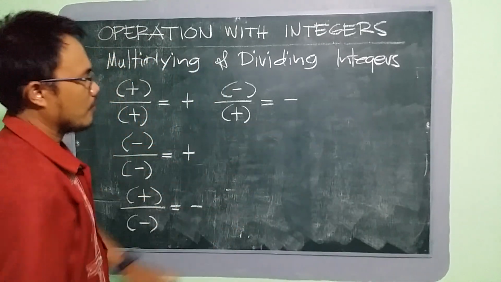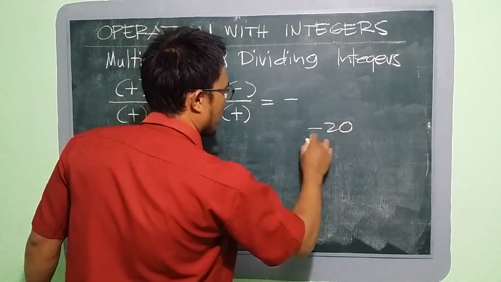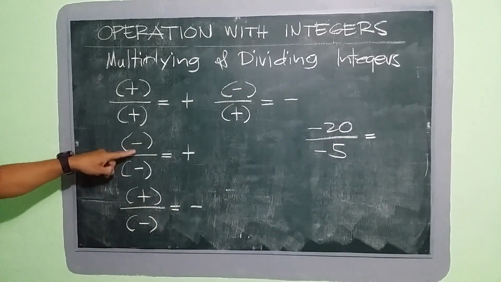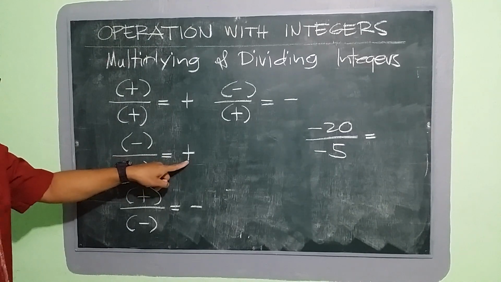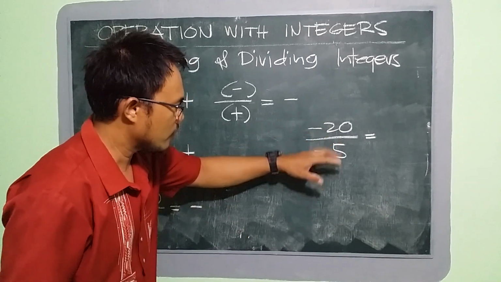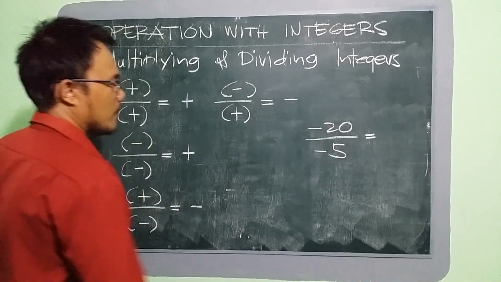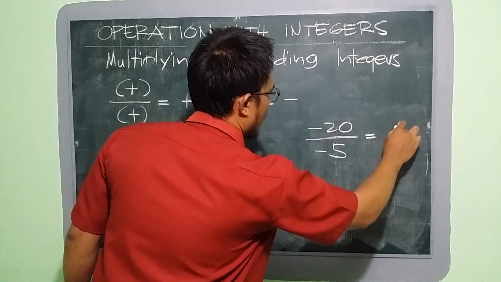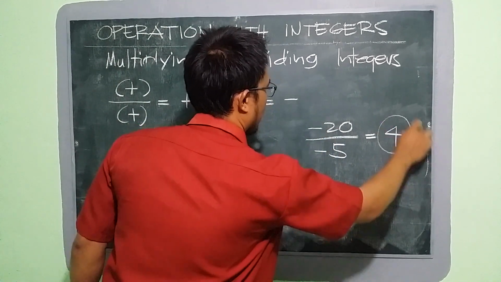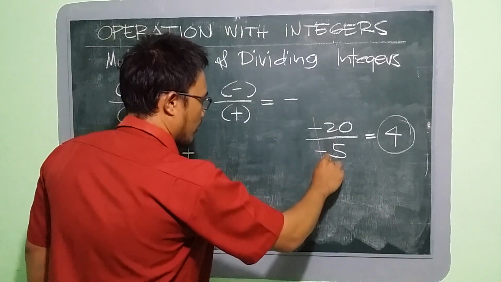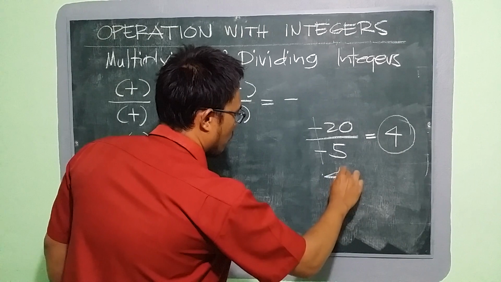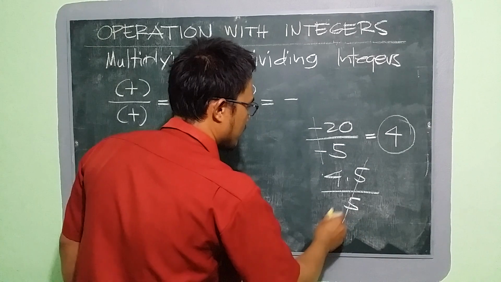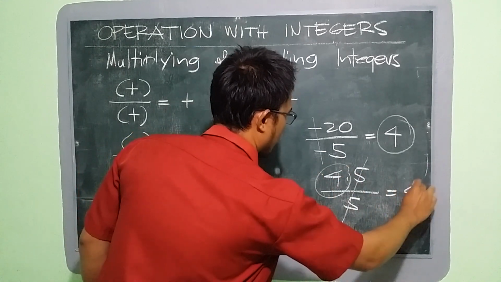Another example. We have negative 20 divided by negative 5. Since we know that if negative is divided by negative, the result is positive, the result of this one after dividing is also positive. Negative 20 divided by negative 5, the result is positive 4. So cancel out the negative. 20 is 4 times 5 over 5. Cancel out 5. So the answer is 4.